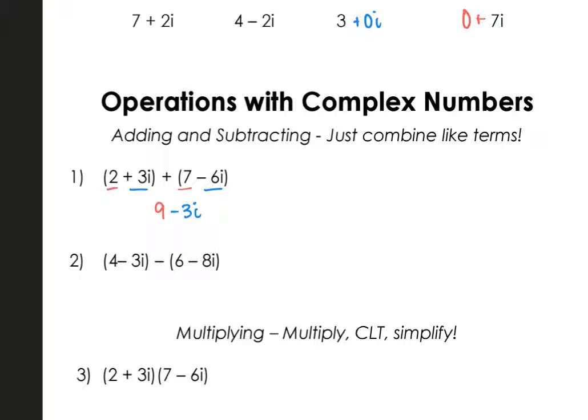When we're subtracting, we do essentially the same thing we did with polynomials. First, we're going to distribute that negative. So we're left with 4 minus 3i. And then remember, we switch the signs of everything inside the parentheses: minus 6 plus 8i. Then we combine our like terms. For the real parts, we have 4 and negative 6, which is negative 2. For our imaginary parts, we have negative 3i and 8i, which makes 5i.